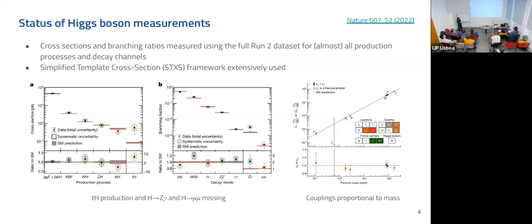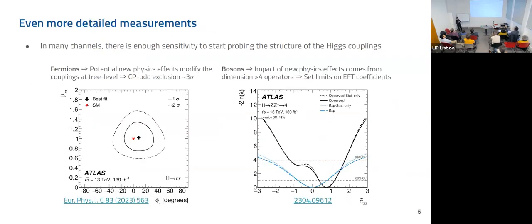And of course, now we know that the Higgs boson couples to the mass as predicted by the standard model. But not only can we do this, we can also do more detailed measurements in which we can start to probe the actual quantum structure of the couplings of the Higgs boson. And we do this mainly in 2 different ways.